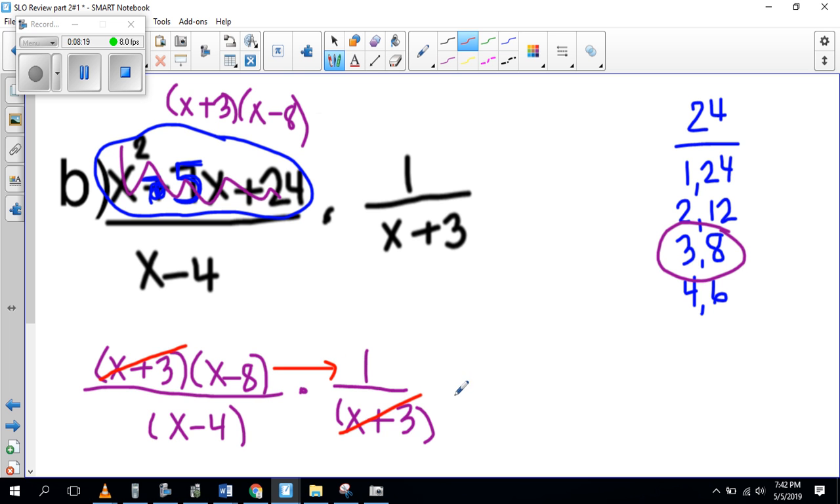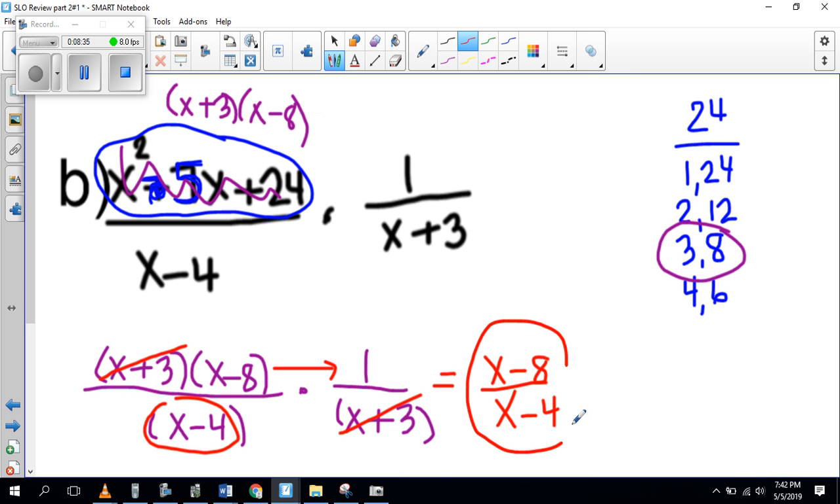So all we do now, we multiply straight across. x minus 8 times 1 is what it is, x minus 8. On the bottom, the only thing we have on the bottom is x minus 4. So we just bring that over. And that will be our final answer: x minus 8 divided by x minus 4. So stop the video. If you need to rewatch it, do so, and do the next two problems.